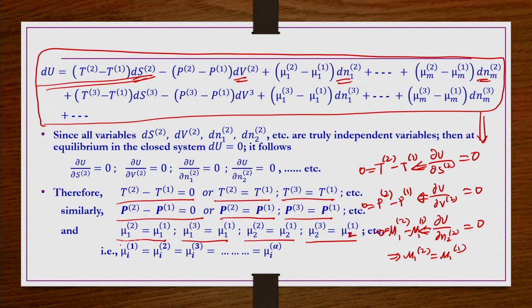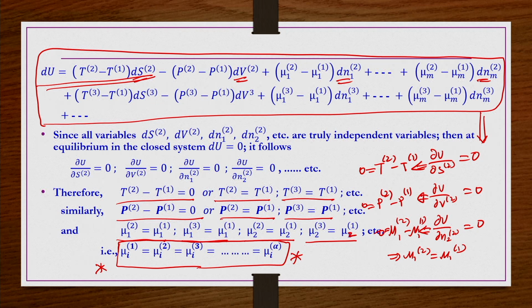So, what does it mean? From these relations you can get mu i in phase 1 equals mu i in phase 2 equals mu i in phase 3, and so on. So, mu i in phase alpha, if there exist alpha number of phases, or pi number of phases, whatever you call. It says that the chemical potential of each component is the same in all the phases which are coexisting and at equilibrium. So, that we have proved.